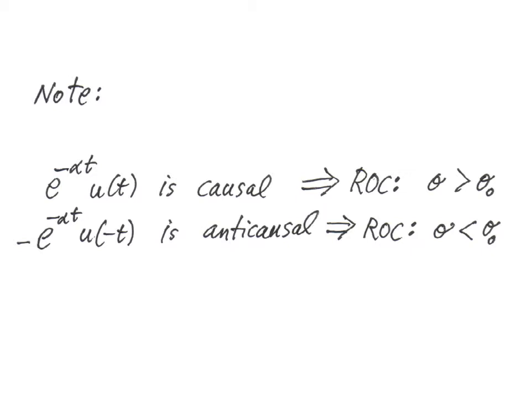It's worthy of mentioning that the first of these functions was causal, and that led to a region of convergence that was sigma to the right of some value in the plane. And the other one was anti-causal, which led to a region of convergence that was sigma left of some value. This will be the case for every causal and anti-causal signal. The regions of convergence are to the right for causal and to the left for anti-causal of the vertical line defined by some sigma.